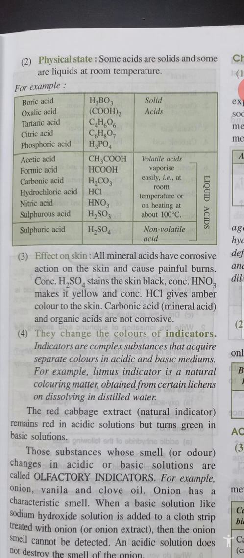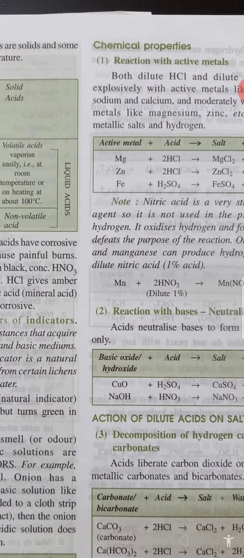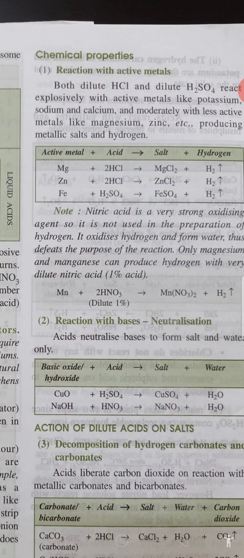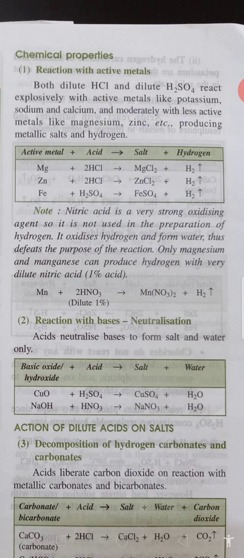Onion has a characteristic smell, and when a basic solution like sodium hydroxide solution is added to a cloth strip treated with onion, then the onion smell cannot be detected. An acidic solution cannot destroy the smell of onion. So children, these are some physical properties. Now we come to the chemical properties of acid, and the first is reaction with active metals.